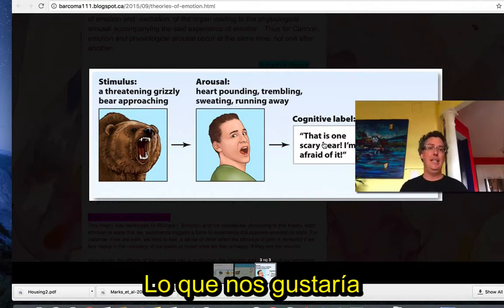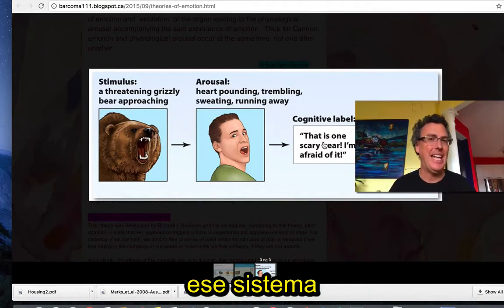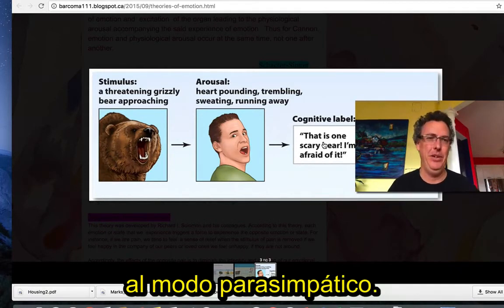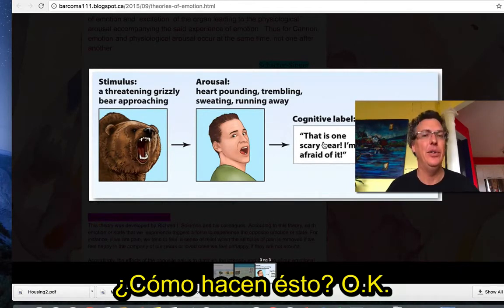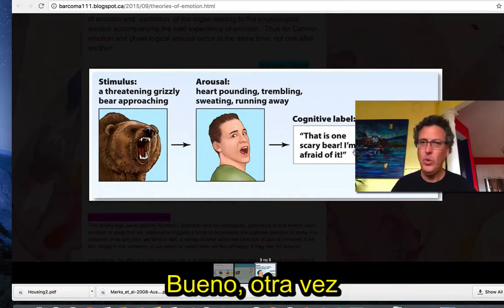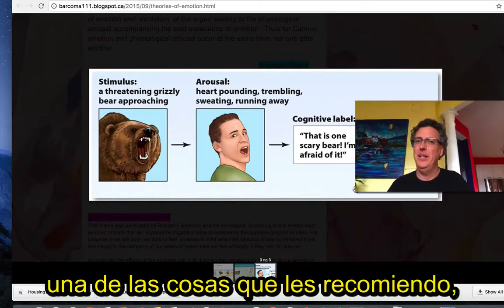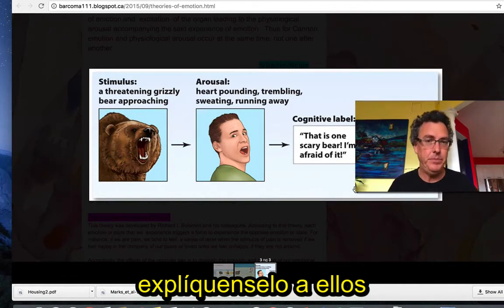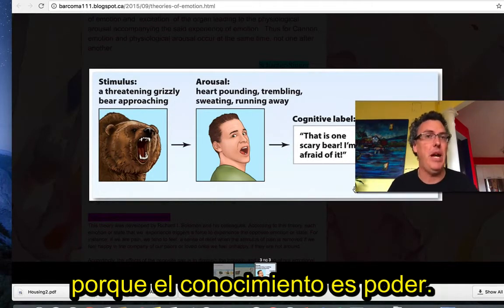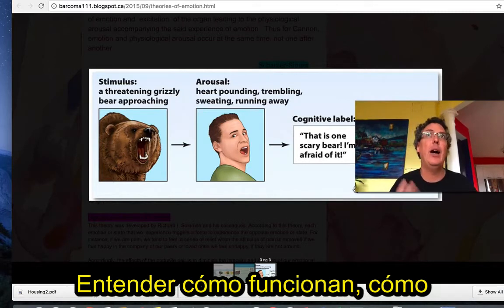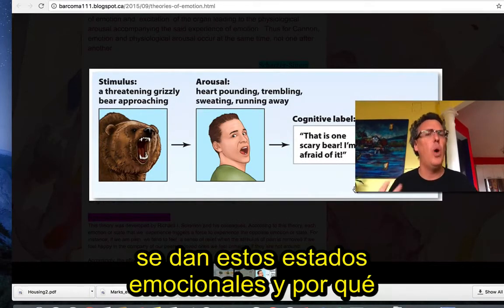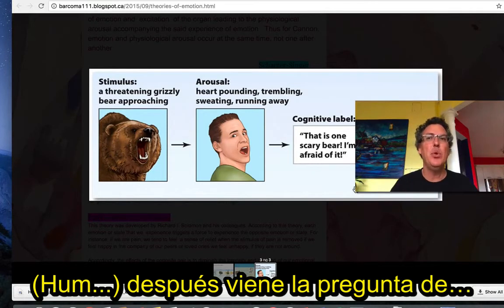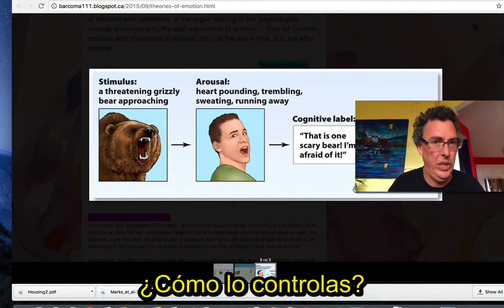What we would like is to turn that system off and to get students back in the parasympathetic mode. How do they do this? Well, again, one of the things I recommend to you is what I just explained to you, explain to them. Because knowledge is power. So understanding how these emotional states come to be and why is really helpful. Then it comes to a question of how do you control it?